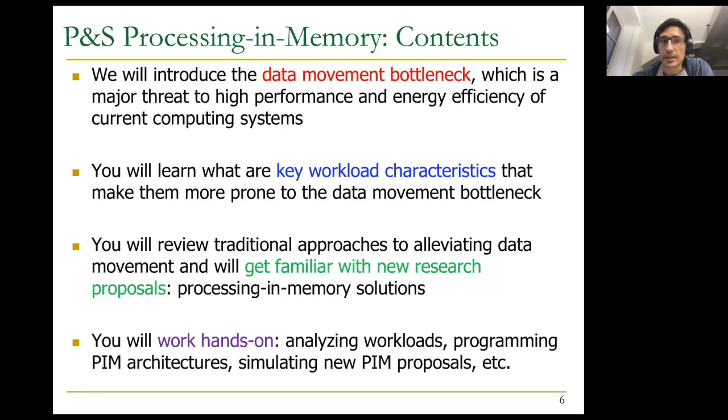You will analyze them using different software tools, some of which are commercially available. Others are products of academic research. We have some of them, and you will be able to use them. You will identify what the suitable workloads, or parts of them, are for processing in memory. Because when it's parts of them, that's also something you can imagine, right?